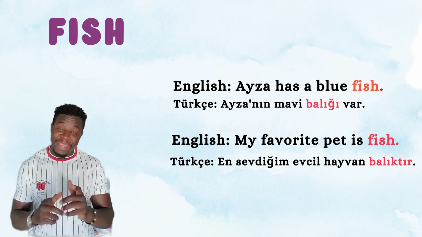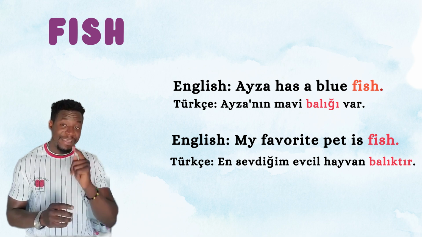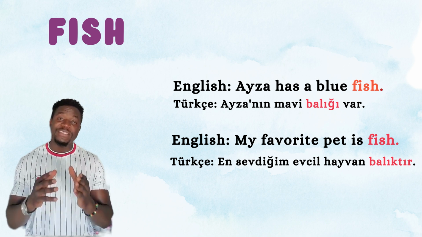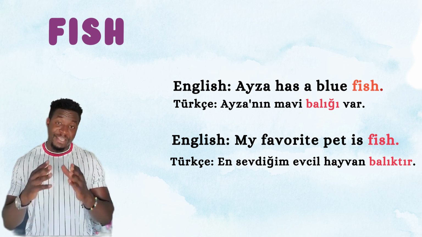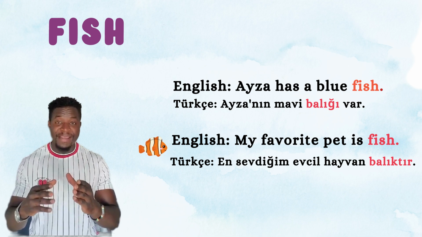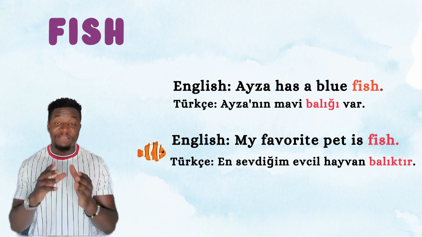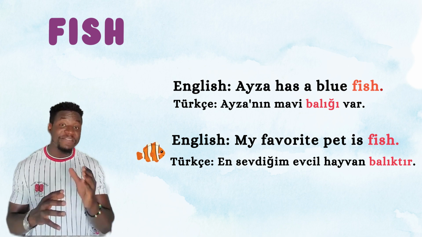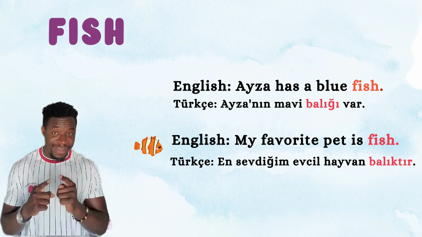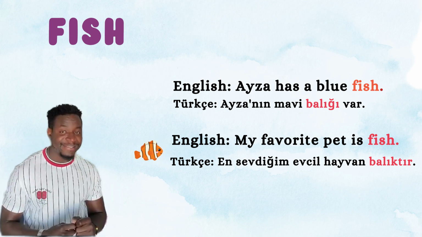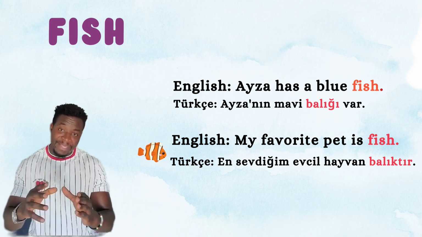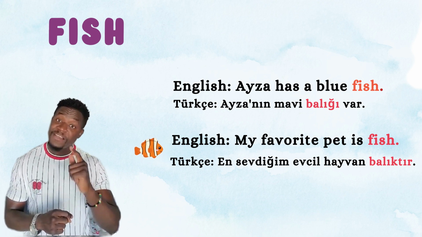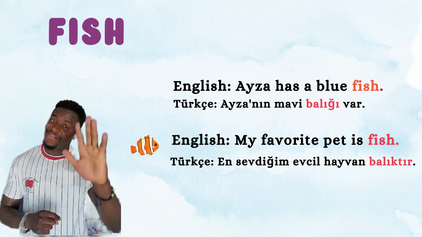Now let's make this example in the Turkish language. Okay? So how do we say this in Turkish? In Turkish, we say en sevdiğim evcil hayvan balıktır. Okay? So that means that my favorite pet is fish. You're good to go. High five.